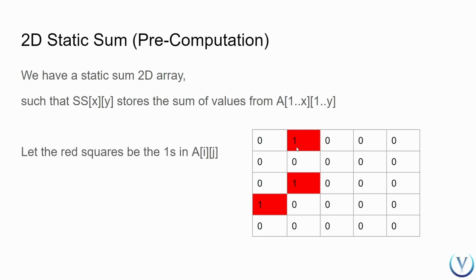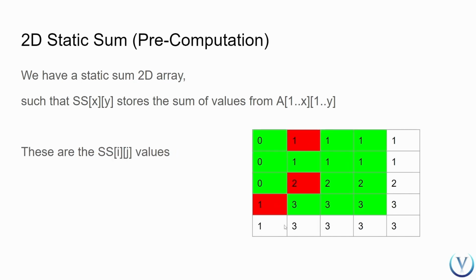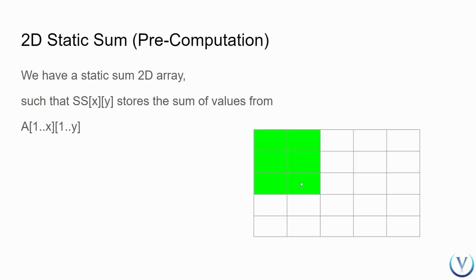So as an example, suppose we have the following array. Most of the array elements are 0 except for the following red squares. Then this table over here is a 2D static sum array. For example, we look at this green square over here at the bottom. This is 3 because it contains all 3 red squares. If on the other hand we look at this square over here, it is 1 because the sub-rectangle from the top left to that cell only contains 1 red square. So for example, SS of this square is equal to the sub-rectangle sum from the top left to that square. And we calculate this for every single square in the 2D grid.